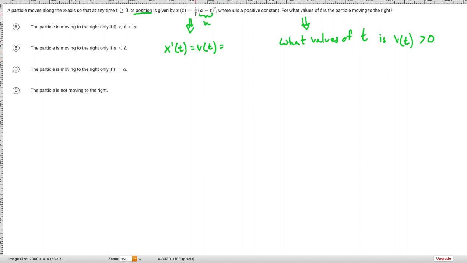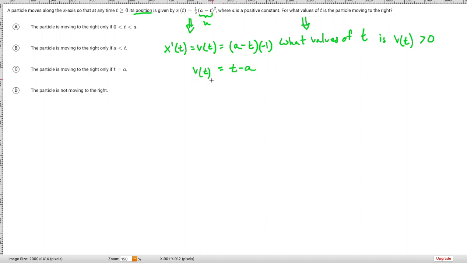So the 2 comes down times a half becomes 1. This exponent becomes a 1, and the inside stays the same, so it becomes a minus t, times the derivative of u. The derivative of a is 0. The derivative of negative t is negative 1. So this becomes times negative 1. And all that times negative 1 does is flip the signs. So it becomes t minus a, which is my v of t.